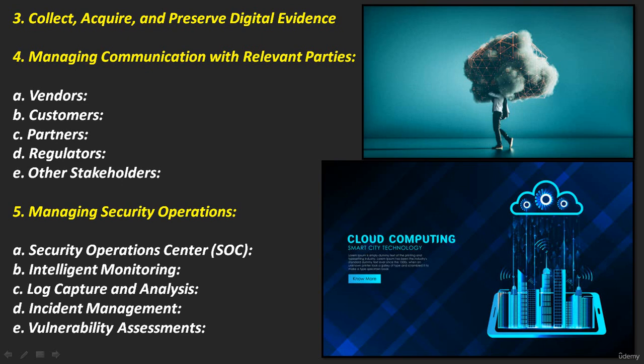Effective communication with various stakeholders is essential for managing cybersecurity operations successfully. The key parties to engage with include vendors, maintaining a line of communication with technology providers for updates, patches, and incident response too. Customers, keeping clients informed about the security measures, breaches, and mitigation efforts. Partners, collaborating with business partners to strengthen overall cybersecurity. Regulators, complying with the regulatory requirements and reporting incidents, which is very necessary. Finally, other stakeholders, engaging with internal and external parties who have a vested interest in your organization's cybersecurity. The final point is managing security operations.